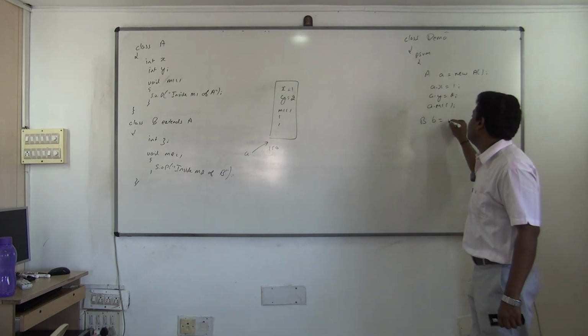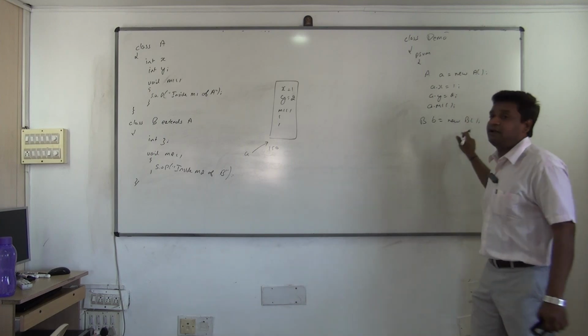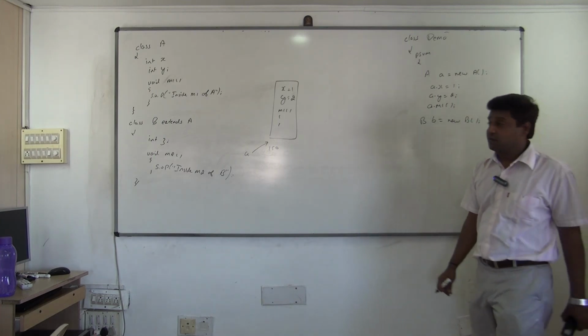Now look at another line: B is equal to new B. So I am creating which object now? A subclass object. So what are the members of B now?